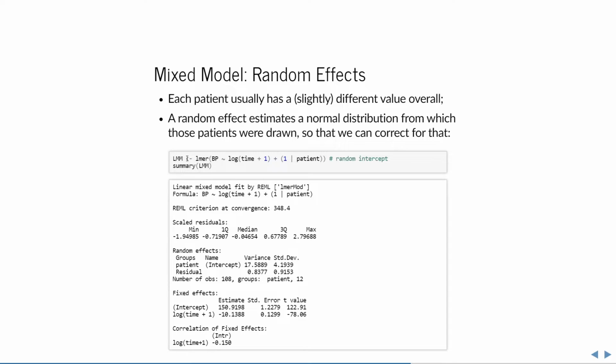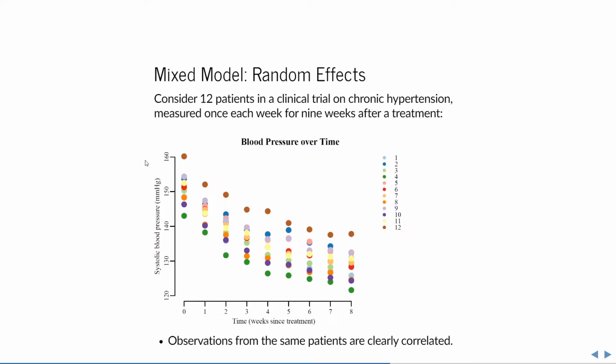You make a linear mixed model and use the function LMER. And then I say blood pressure is a function of the logarithm of time plus 1. I chose the logarithm because this doesn't look linear to me; it looks like it has diminishing returns, which also makes sense because if the blood pressure would keep decreasing, then the patient would die. And I do the log plus 1 of time because time starts at 0 weeks since treatment, and the logarithm of 0 is undefined.